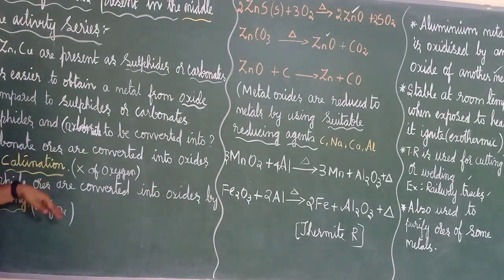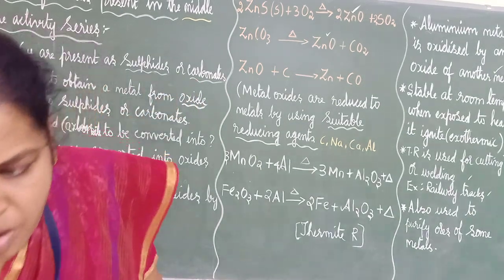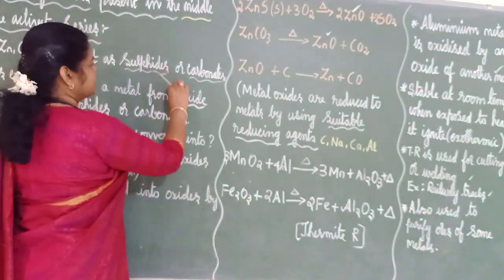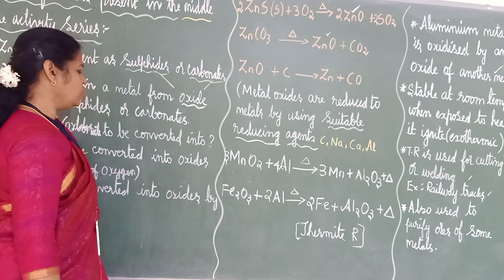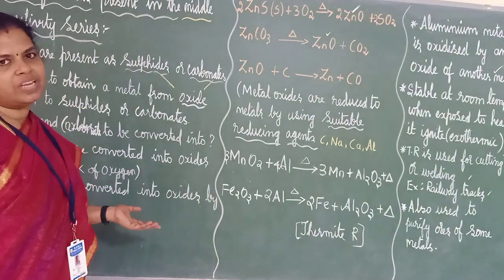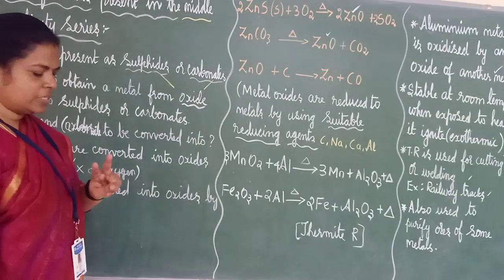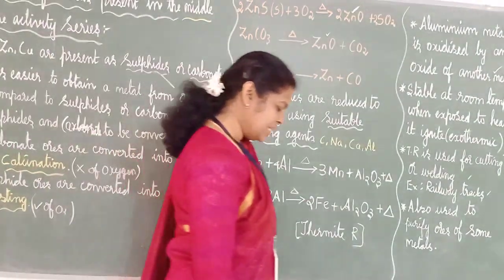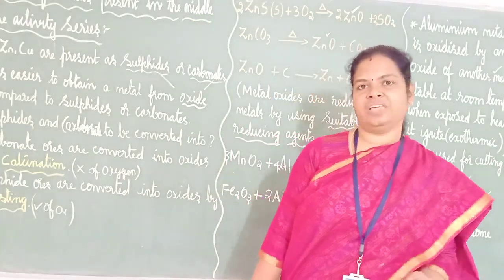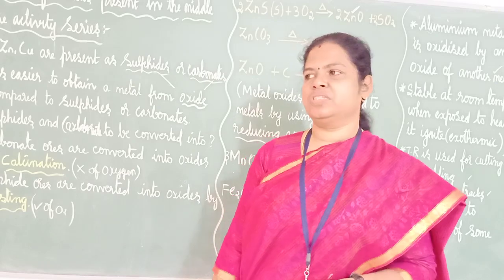Now, sulfides or carbonates are converted into what? They are converted into oxides. Sulfides and carbonates are converted into oxides, and then the oxides are converted into pure metal. Then we are going to see how it works. We are going to see two different terms today: calcination and roasting. Repeat with me. Calcination and roasting.